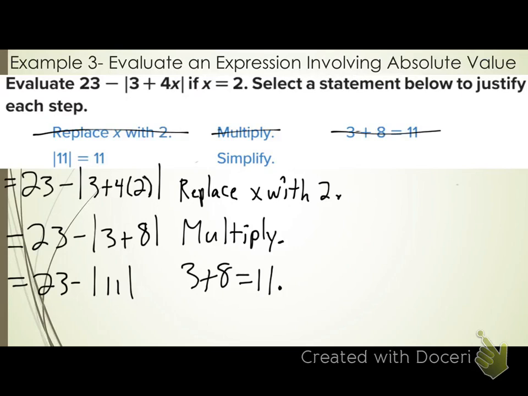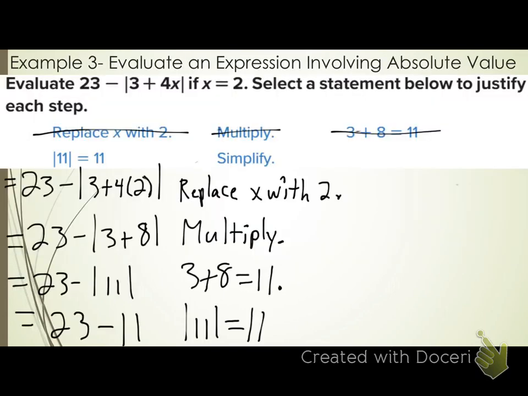Now, do I have anything else going on inside the absolute value? No. So I can move outside and actually take the absolute value of 11. What is the absolute value of 11? 11. So this turns into 23 minus 11. We okay with that? Which statement justifies that step? Absolute value of 11 equals 11.